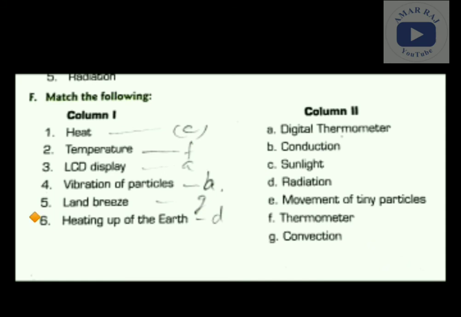And 6th, heating up of the earth. Students, here is a little confusion. For heating up of the earth, you have 2 options left, sunlight and radiation. Both are related with heating up the earth, because heating of the earth is mainly due to sunlight, and sunlight reaches us by the process of radiation, because between the sun and the earth there is a vacuum, there is no medium. But in my opinion the best suitable option is D, heating up of the earth is related with radiation.